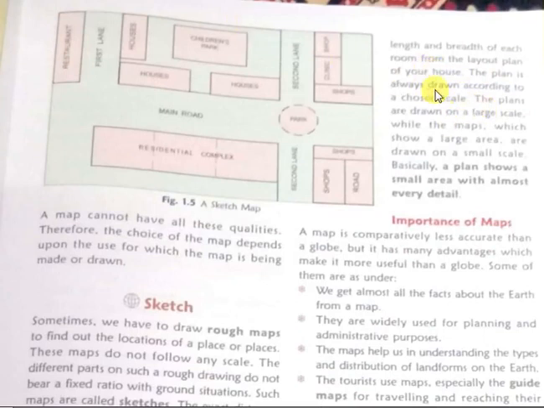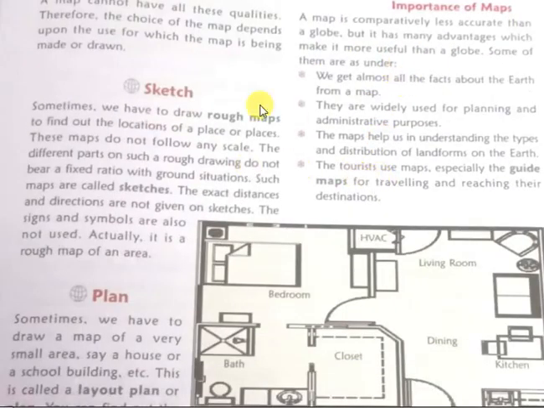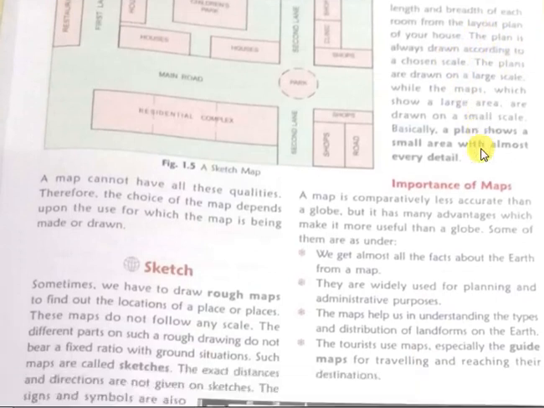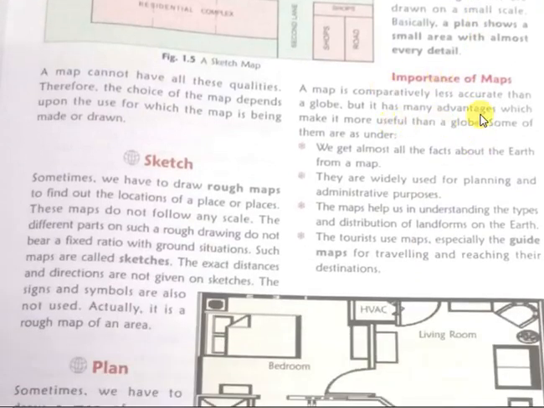The plan is always drawn according to the chosen scale. The plans are drawn on a large scale, while the maps, which show a large area, are drawn on a small scale. Basically, a plan shows a small area with almost every detail. This is the basic difference between the sketch and a plan. A sketch is a rough kind of map and a plan has some kind of scale. So they always use a chosen type of scale.